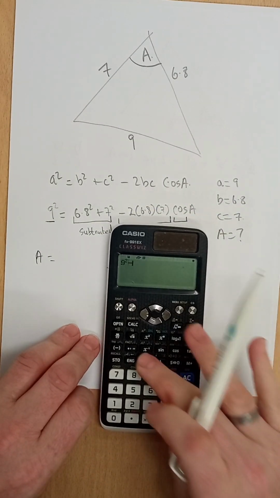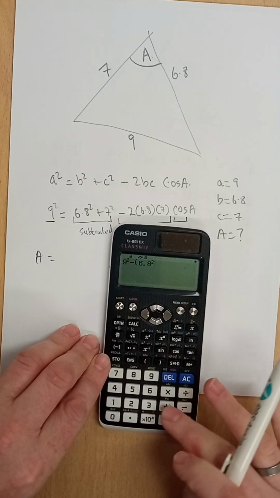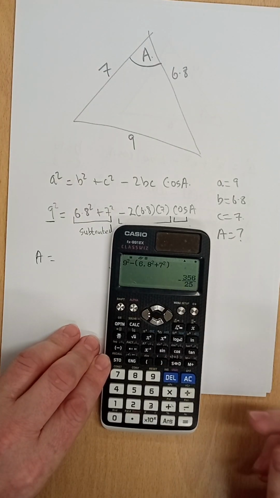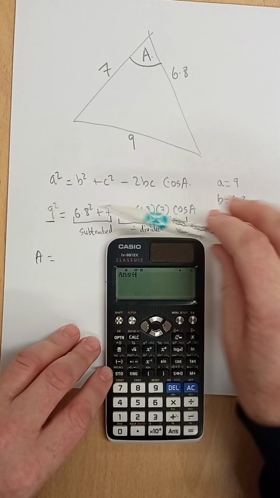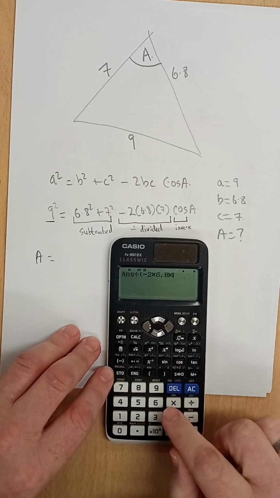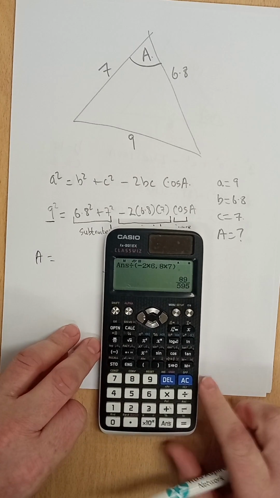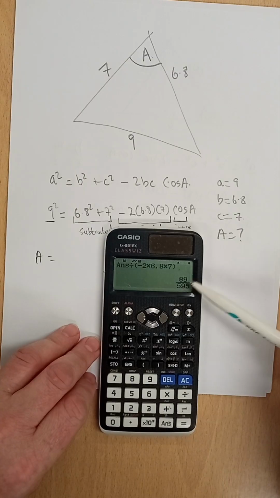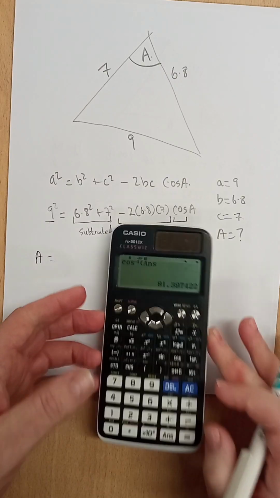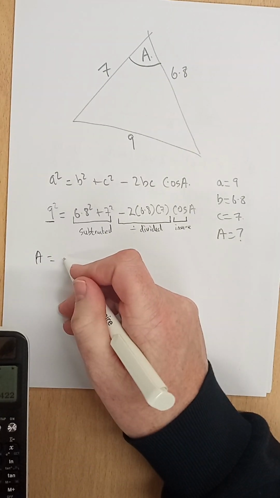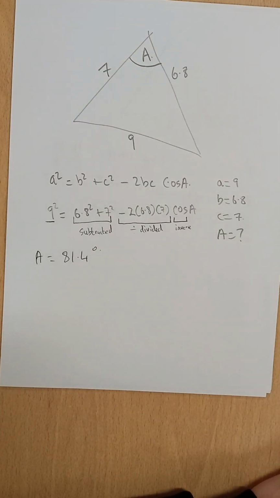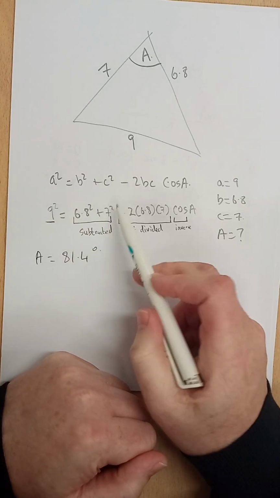So watch, I'm just going to subtract these two. So I'm using brackets. That gives me an answer. And then I'm going to divide that answer by all of this. And then look, I haven't written anything down. And then I'm going to get the cos inverse of that answer. And I get 81.39. Or sorry, 81.4. Okay, so there you go. So that is my strategy for doing it this way.